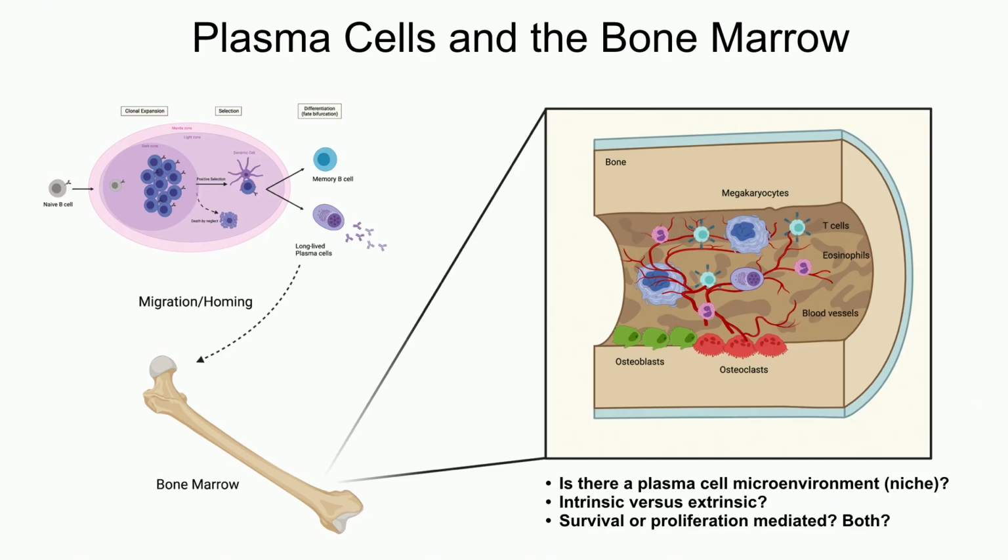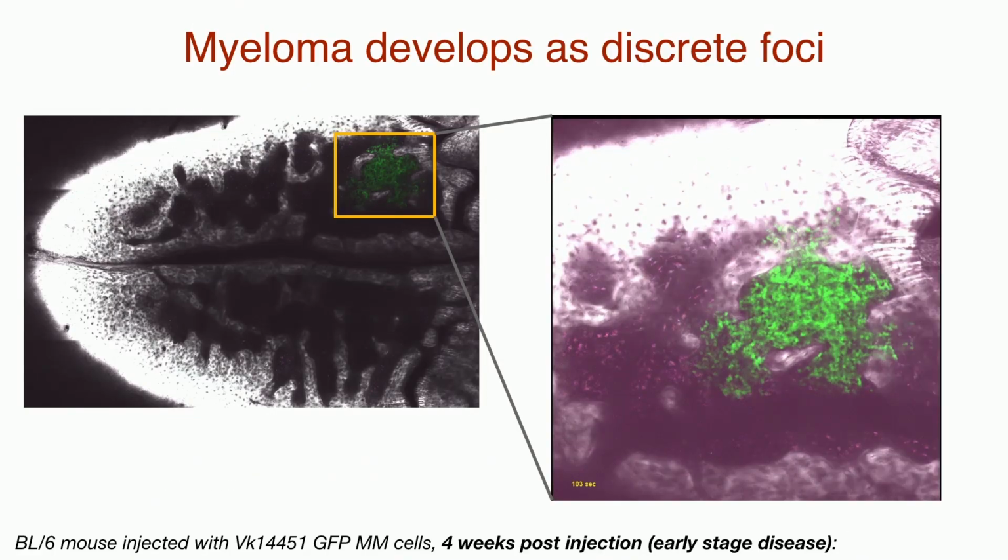So the question is, is there a niche or a microenvironment? Is it intrinsic versus extrinsic? And what that means is, is it genetic mutations that really drives this and how they function in plasma cells? Or is it this information from the cells around them? And then do they grow better? Do they survive better? Or is it a little bit of both together that combines over a really long time to cause the expansion of these cells?